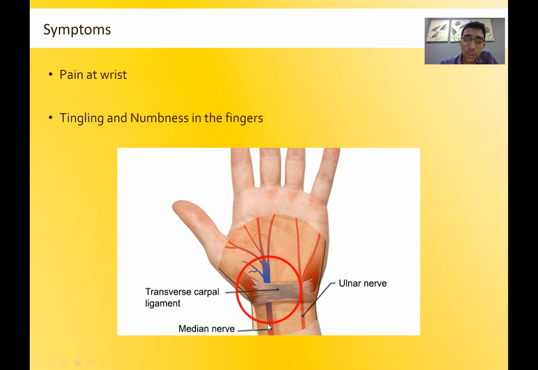Why this happens is there's a nerve called the median nerve which crosses through the wrist and reaches the hand, the palm. And sometimes this transverse carpal ligament, because of the strain, can start pressing on the nerve and cause pain and tingling and numbness.